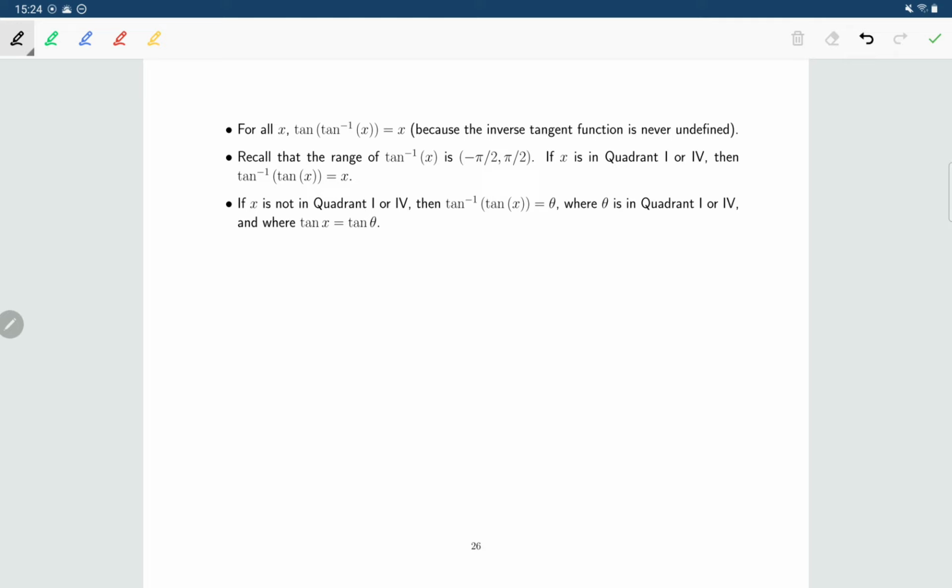But you could have the possibility where the angle that we've been given is not in quadrant 1 or 4, so we'll have to do the adjustment to give us an angle that is in that quadrant that does give us the same value for tangent as the angle we were given.